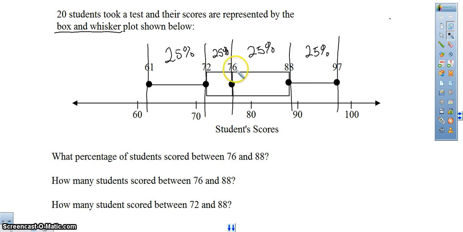76 is then the median, or the student who scored right in the middle. They did better than 50% of their classmates, and they did worse than 50% of their classmates. So we're going to answer a few questions about this.